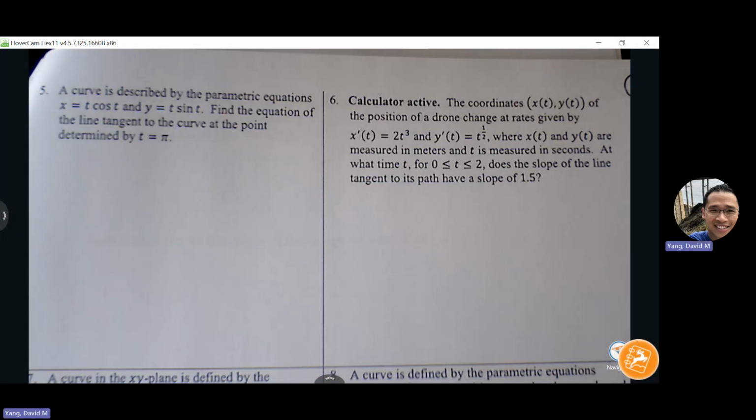Okay, number 5, find the equation of the tangent line. Plug pi in to get your x and y value. Find dy dx, plug pi in for t to get your slope, and then use point slope form.